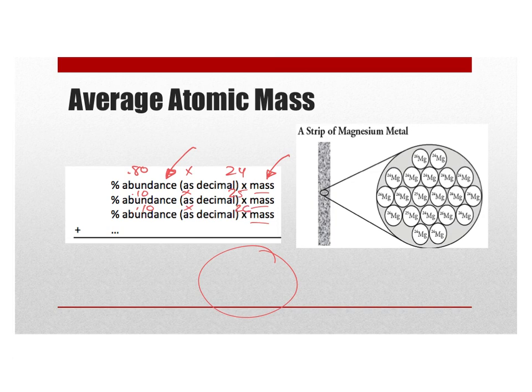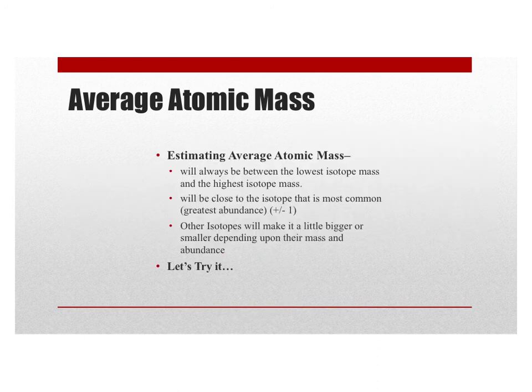But in order for us to know that you really understand this, the best trick is for you to go ahead and make estimations. So how do we estimate the average atomic mass rather than just calculating it out? Well, here are the things we know. The average atomic mass is always going to be between the lowest isotope's mass and the highest isotope mass that we have. Okay, so it's going to be in between there.